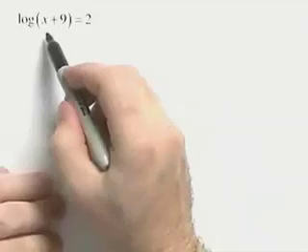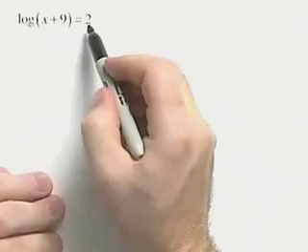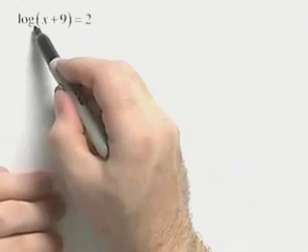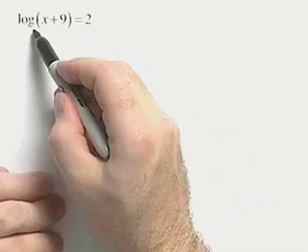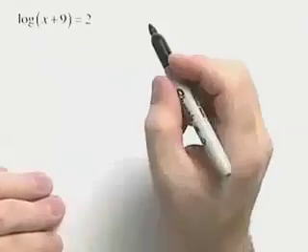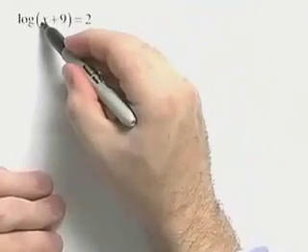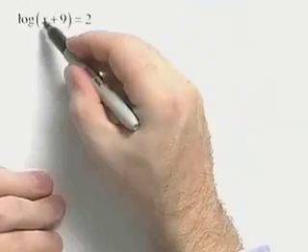For this problem, we're going to solve a logarithmic equation. Here we have log of x plus 9 is equal to 2. There's no base written here, so we need to remember that that's really log base 10. The implied 10 is not written. The variable we're solving for is inside the logarithm. We need to get that out.